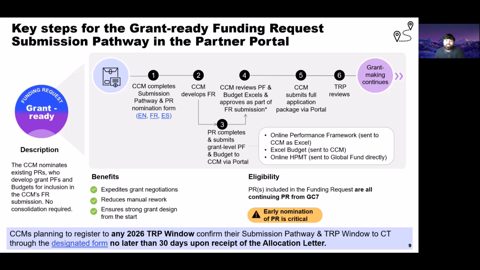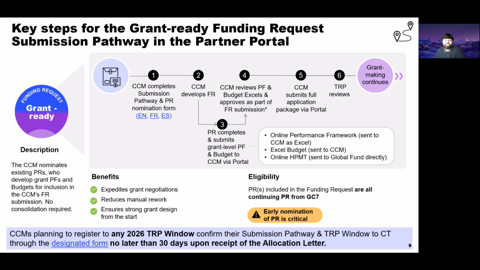This grant level PF will be available to them online, but the version that the CCM receives will be in Excel. Similar to previous cycles, the PRs will continue to complete the budget in an Excel file, which will also be sent to the CCMs. In certain cases, the principal recipients, as part of the funding request submission, will also complete and fill out an online HPMT, which will be sent to the Global Fund directly. So the CCMs will not be involved for this.